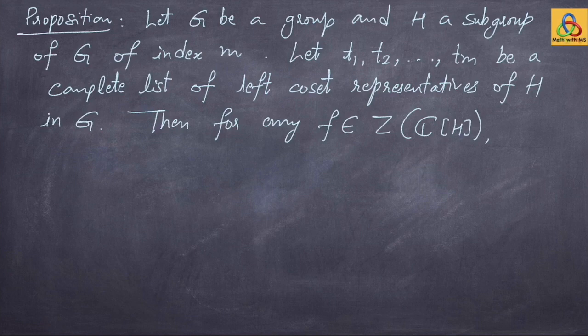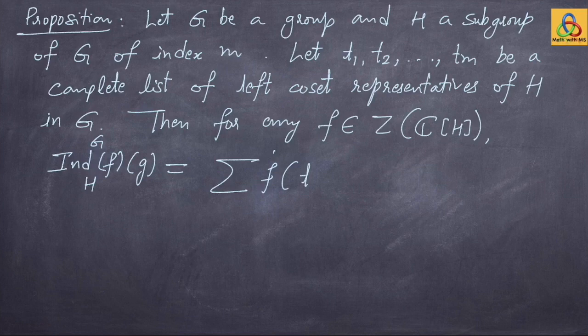So induction of f from the subgroup H to the group G. And if you want to find how it acts on a group element little g, it should act in this nice form: summation of f dot of ti inverse g ti, where i goes from 1 to m. Okay, so we have gotten rid of this 1 by order of H factor here, once we fix coset representatives.